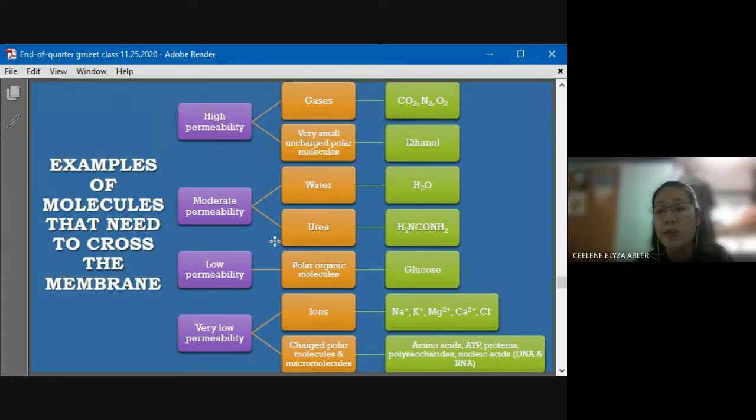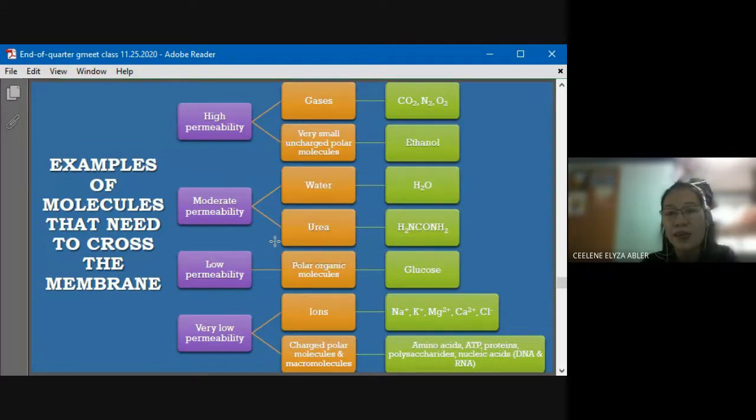Why? Remember class, you have to breathe in order to live. So you have to be very reliant on the permeability of your gases through your plasma membrane. So the diffusion of these substances is very much faster. It's the fastest diffusion, because you need it in order to survive.